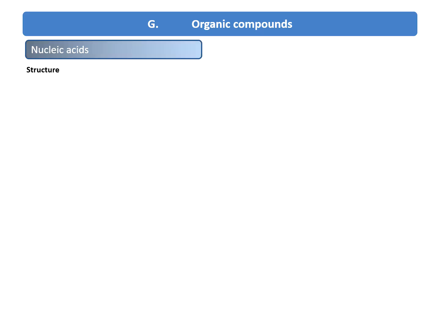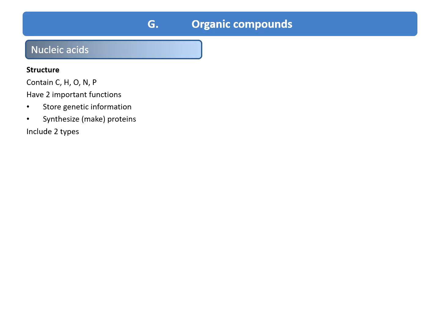The fourth major group of organic compounds are the nucleic acids. Nucleic acids contain carbon, hydrogen, oxygen, nitrogen, as well as phosphate. They have two important functions. One is to store genetic information, and the other is to make proteins. We call it protein synthesis.